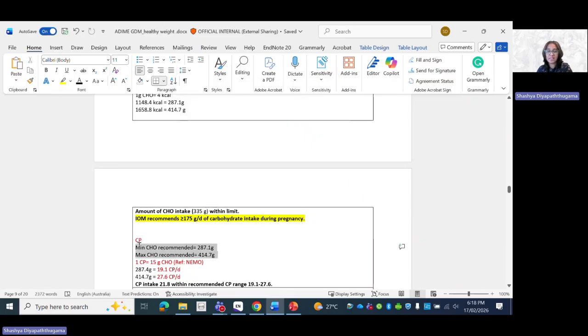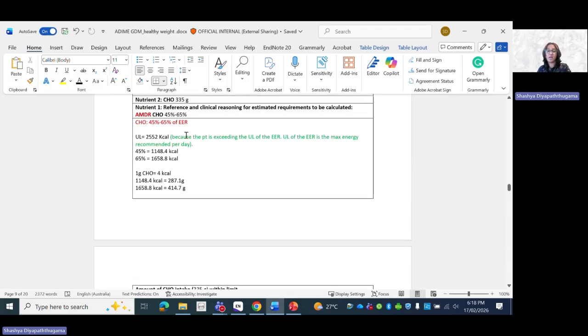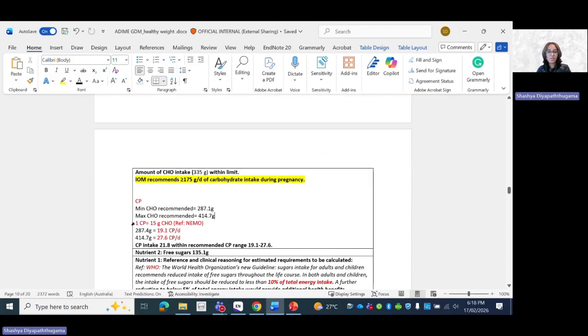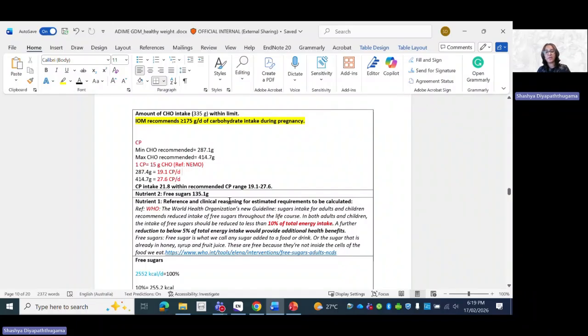These two we have calculated earlier when we were calculating the carbohydrates based on the AMDRs. So the carbohydrate portion, that is the minimum, is 19.1. That is, we divide this value by 15 to get the portions, and the upper limit level is 27.6. So her actual carbohydrate portion intake is 21.8, which is lying in between these two values. So that is fine as well. That's not an issue. And then we will move on to free sugars.